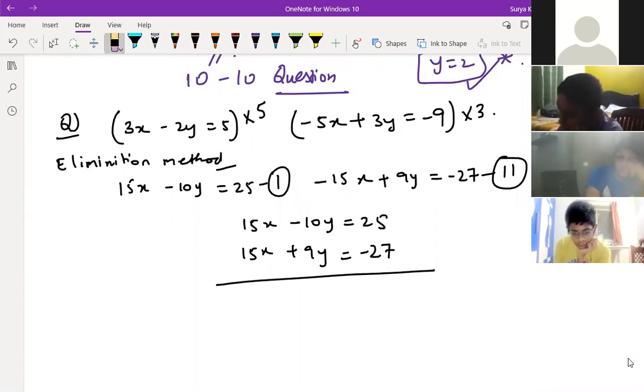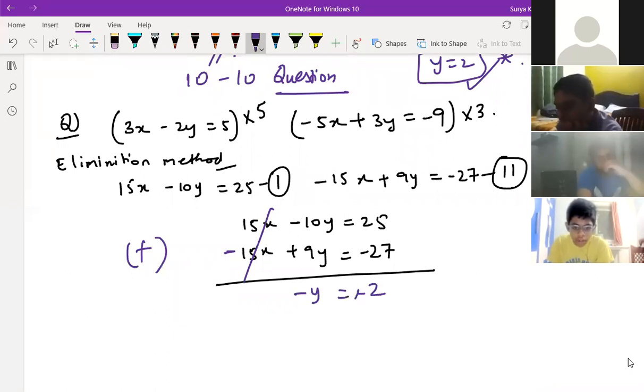So here we cancel this 15 and 15. Here it was before -2. On adding both, this gets cancelled. Then we get minus y is equal to -2. So y is equal to 2, we got it directly. Is this clear to everyone or not? Yes, sir.